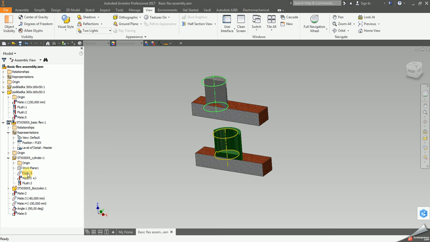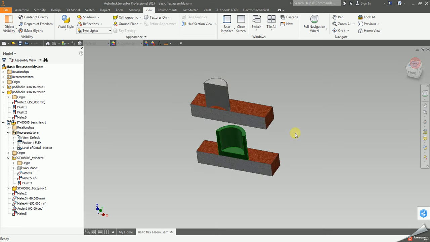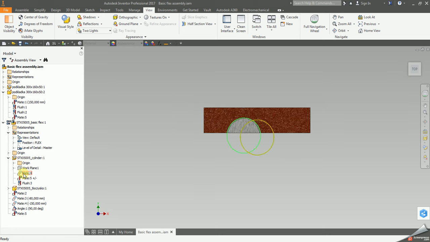Also, mate 4 is not met, as we obviously can see that these two axes do not line up. And also mate flush 3 is not met, as we can clearly see now.